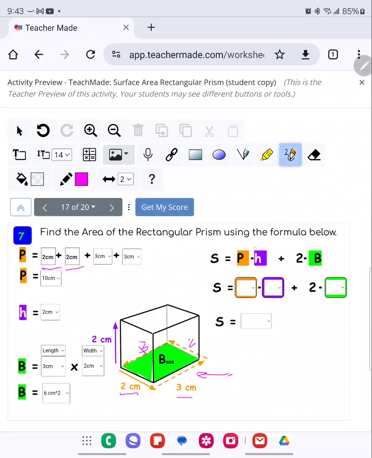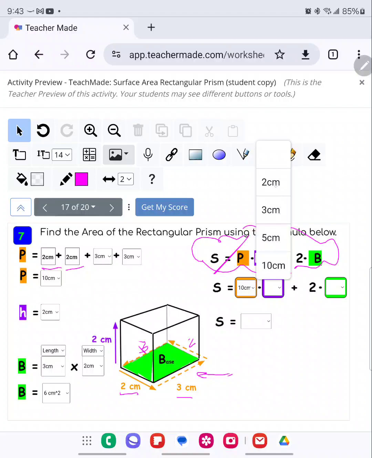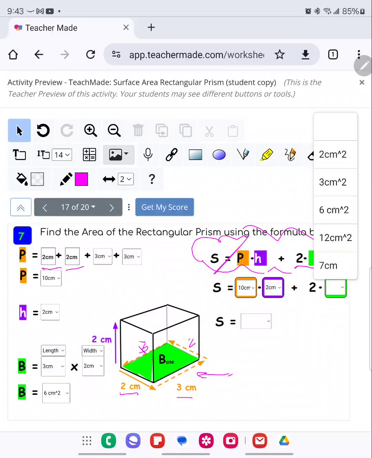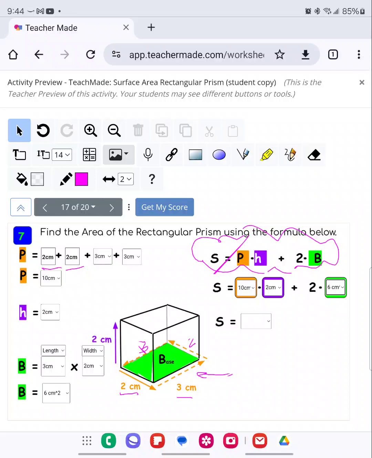Let's go ahead and look at our formula here. And let's just plug in. So what are you going to put under the P for perimeter? 10 centimeters. What are we going to put under the height? 2 centimeters. What are we going to put under the capital B? 6 centimeters squared. And do the math, guys. Or you can even do mental math if you want. What's 10 times 2? On the calculator, you would put it like the way you see it. You're going to type 10 times 2 plus 2 times 6. And it'll give you the answer.